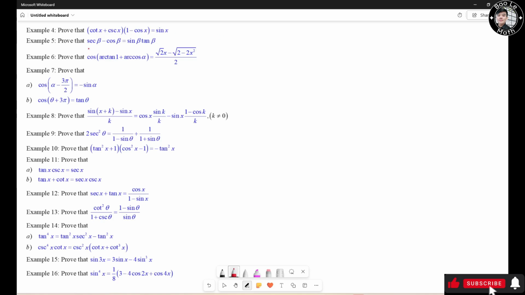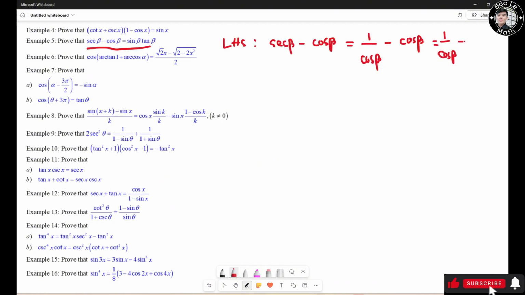Now let's move on to example number 5. We need to prove this one, right? So we start from the left hand side, right? The left hand side is going to be secant of beta subtract cosine of beta. It's going to be 1 over cosine of beta, right? Minus cosine of beta, right? So I need to write this and this with the same denominator, right? So I just rewrite this one as 1 over cosine of beta subtract this one.